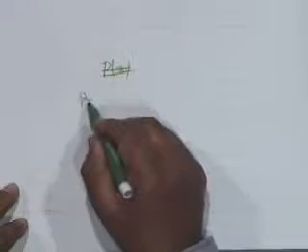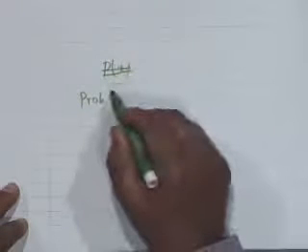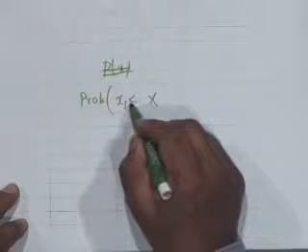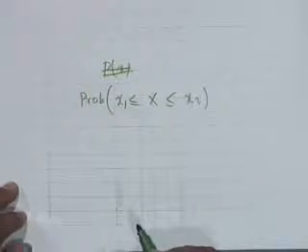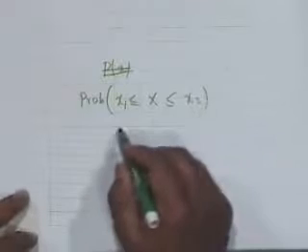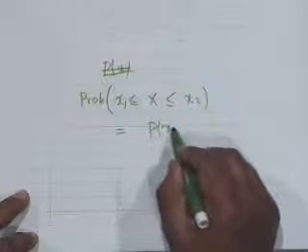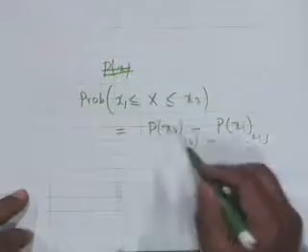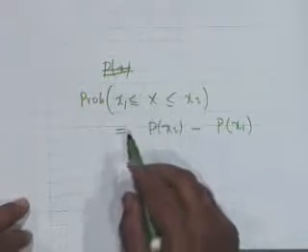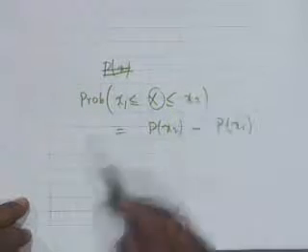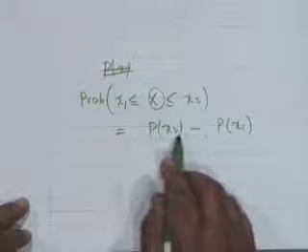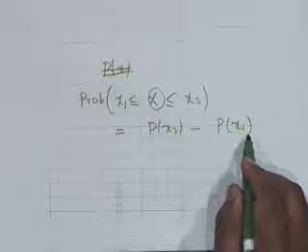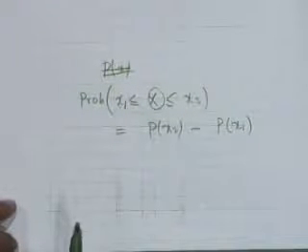The fourth property is that the probability that capital X lies between two limits, x1 and x2, obviously is P of x2 minus P of x1. Is this clear? The probability that the random variable lies between two limits x1 and x2 obviously is P of x2, which means capital X less than or equal to x2, minus P of x1, capital X less than or equal to x1. So, the total range is covered.